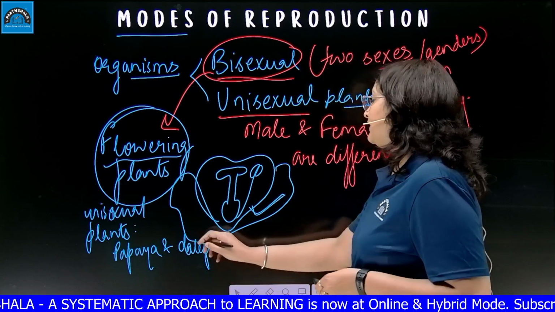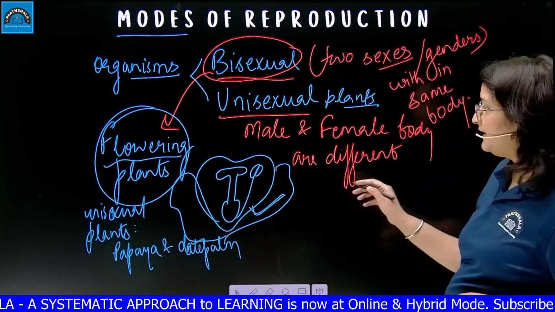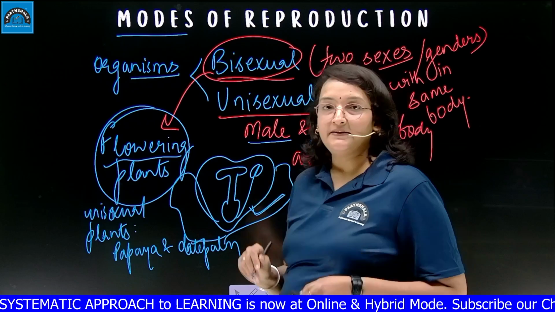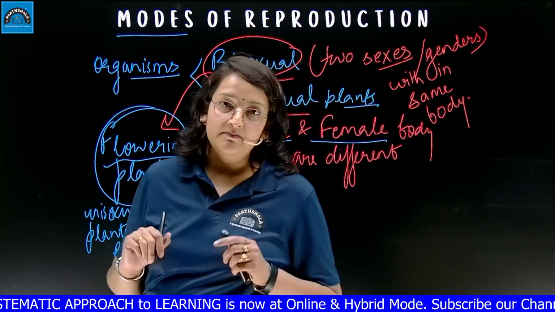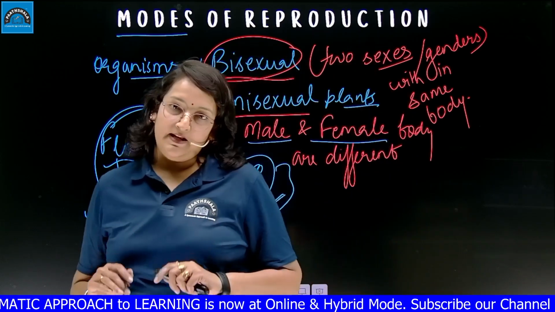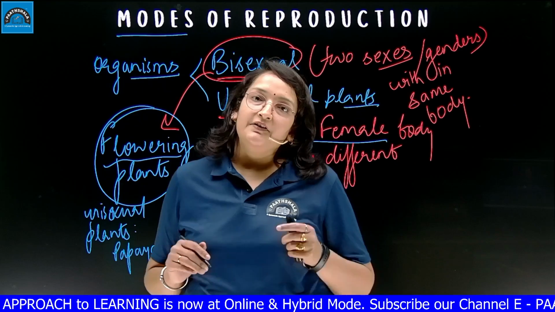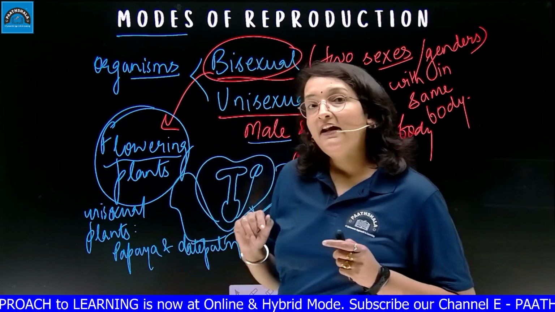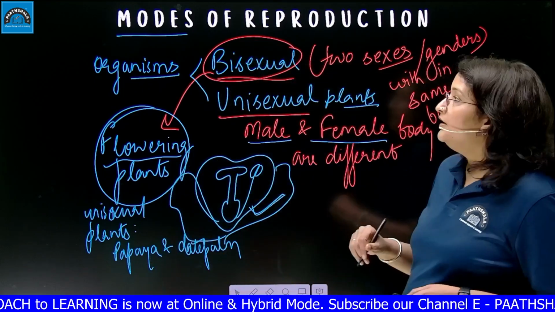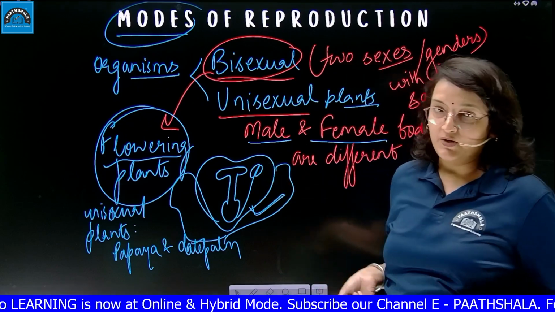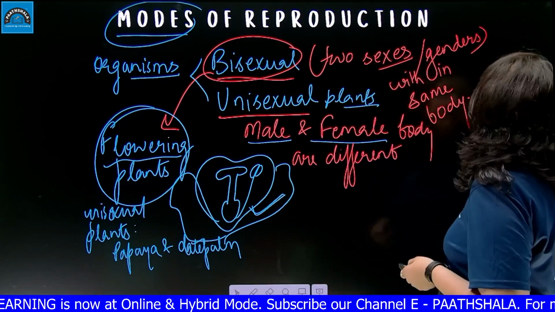Whereas when we are talking about unisexual organisms, the male and the female reproductive organs are present in separate organism bodies. The male body is having the male reproductive organ and the female body is having the female reproductive organ. So there are two modes of reproduction which are based on the organism's sexuality. Okay?